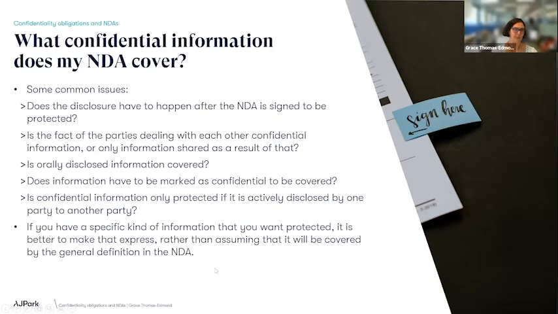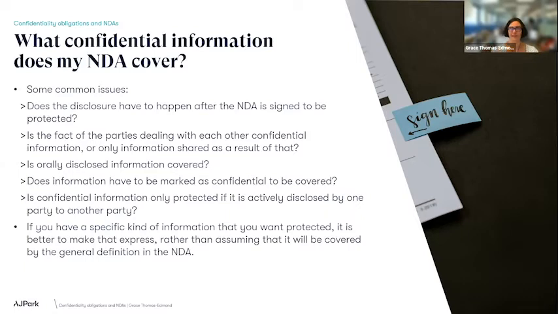And then the final bullet point I think is important, which is that if there is a specific type of information that you want to be protected or that you're intending to disclose, it's better to just say that in your definition. You can have a very broad definition, but say, and it includes X, Y, Z.